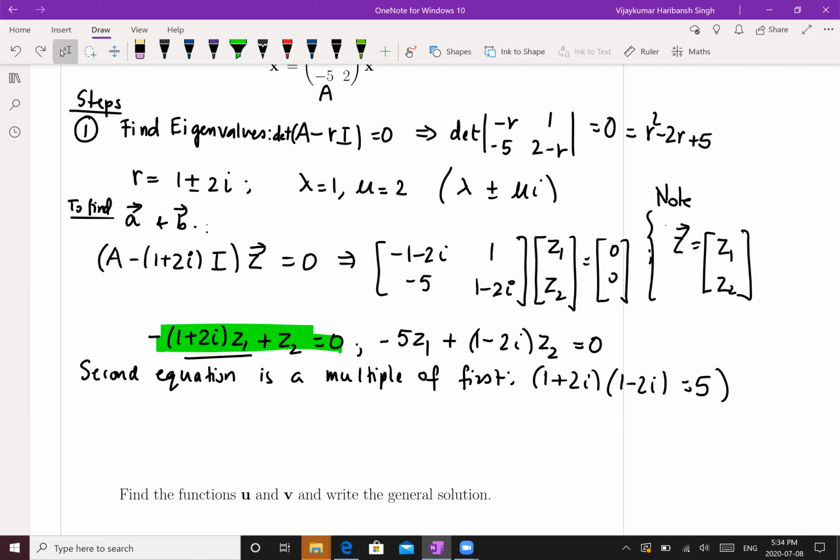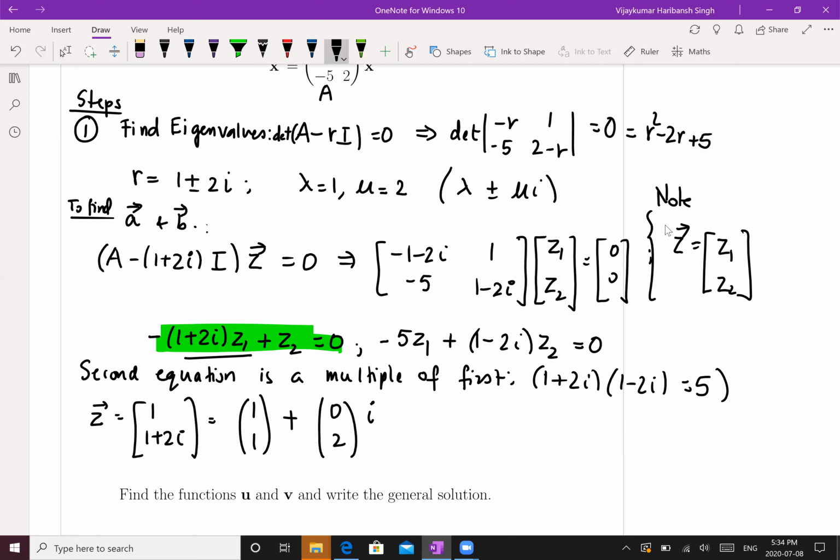So my Z is going to be, the first coordinate I can take as 1. If I take Z1 to be 1, what do I get for Z2? Z2 is (1 plus 2i) times Z1. So this is what I get. And this can be written as 1, 1 for the real part, and the imaginary part will be 0, 2 times i. So this is my vector A, and this is my vector B.